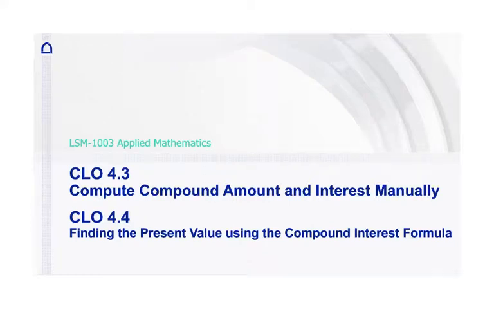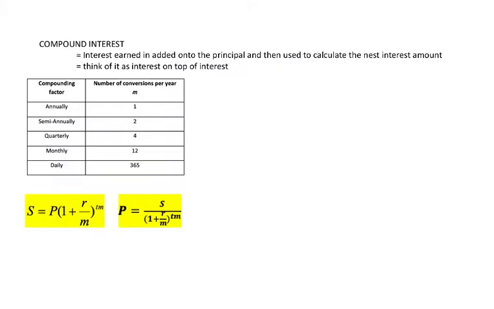This is CLO4.3 and 4.4 combined. It's about computing the compound amount and interest, and also finding the present value if given the future value using the compound interest formula. Okay, in the previous video, I gave you three equations that were simple interest equations.